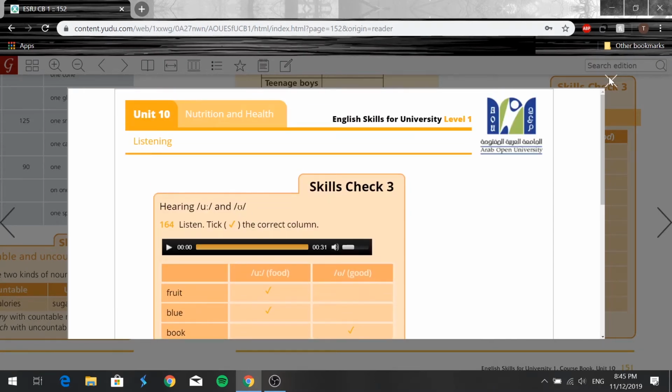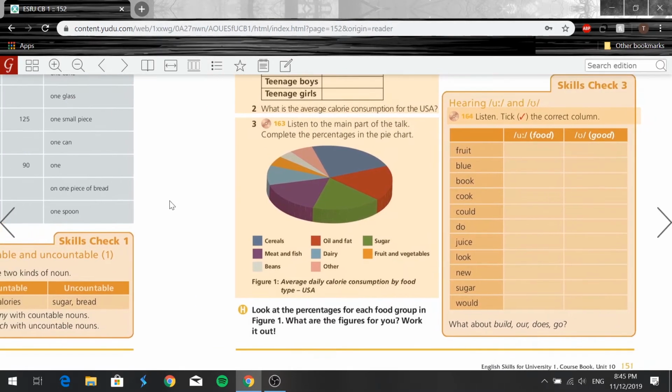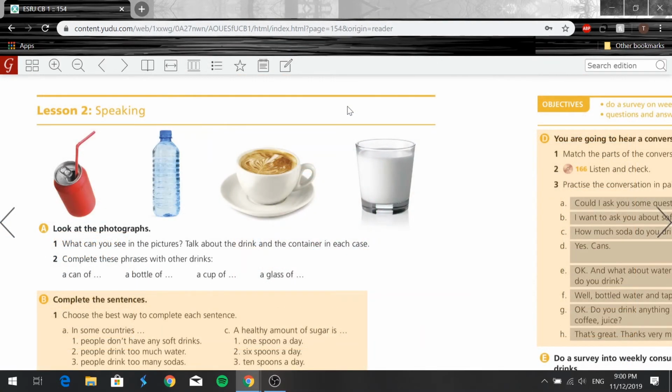Okay, so that was skills check 3, and that's about it, you guys. Now let's move on. Alright, you guys, so now let's move on to lesson 2, speaking. Here we have exercise A. Look at the photographs. What can you see in the pictures? Talk about the drink and the container in each case.